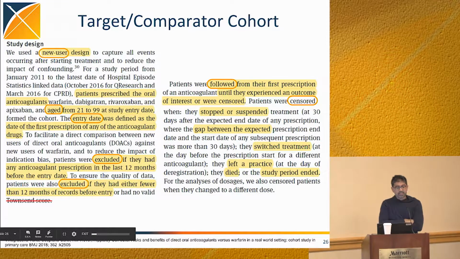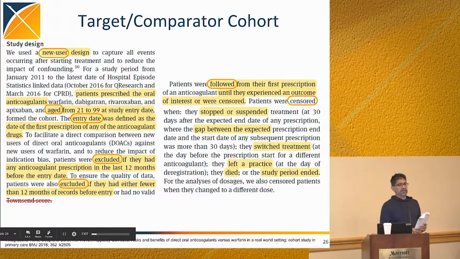They said these people have to have certain age criteria, and the age has to be between 21 to 99. They talked about something about an entry date, which was defined as the date of first prescription of the anticoagulant drugs. They talked about some exclusions. They said if they've had any anticoagulant prescription in the last 12 months before the entry date.